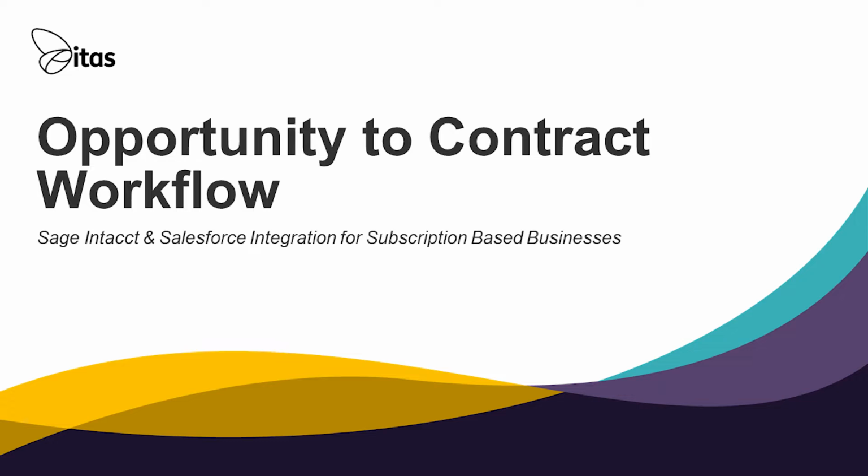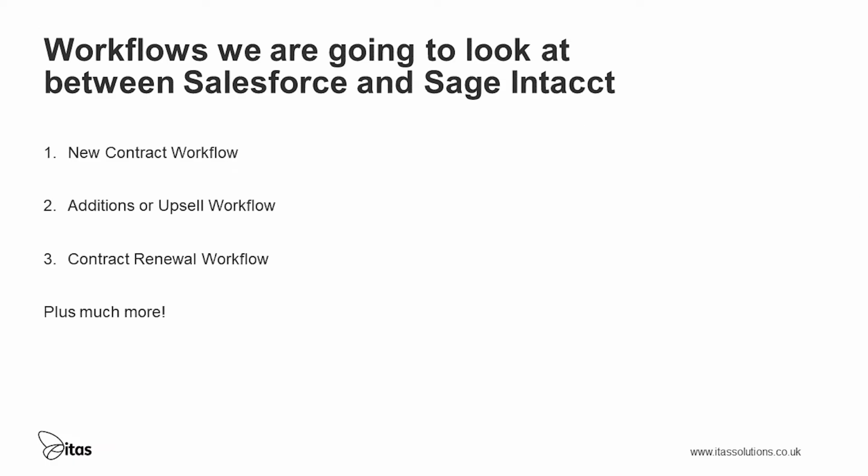within Intacct. There are three elements to this that we're going to cover today. Firstly, a new contract, so a new customer that you're working with that is looking to move forwards and buy your services from you. The second area is add-ons. How do we upsell? How do we cross-sell? How do we add things to that contract? And the third area is how do we manage renewals?